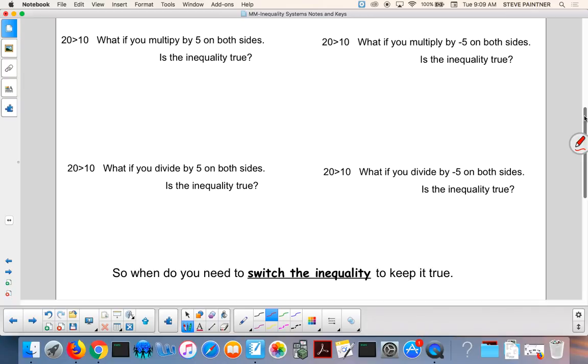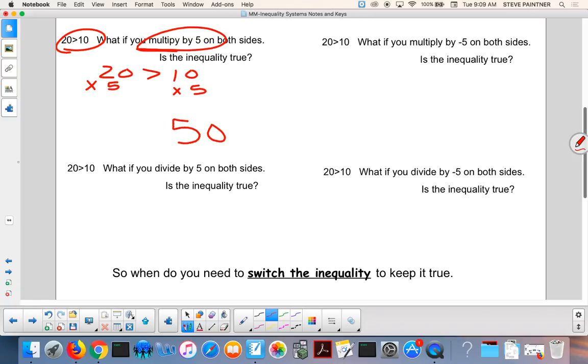Okay, let's go here. 20 is greater than 10. What if you multiply by 5, guys? So 20 is greater than 10. If you multiply by 5, you get what? 50. If you multiply by 5, 100. Bring down the sign. Is it still true? Yes. So what have I proved?